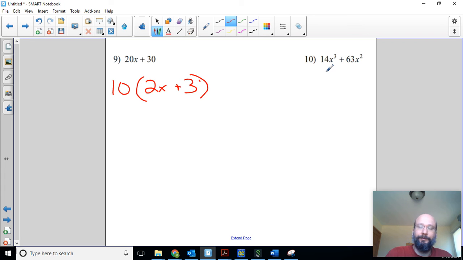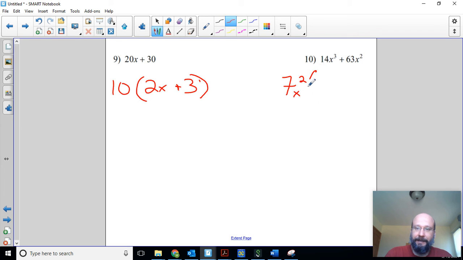So the GCF of 14 and 63 is 7. The GCF of x cubed and x squared, again, I can take the smallest one, so that would be x squared.